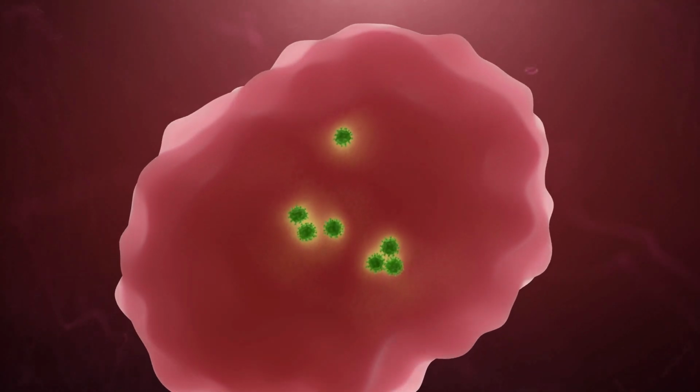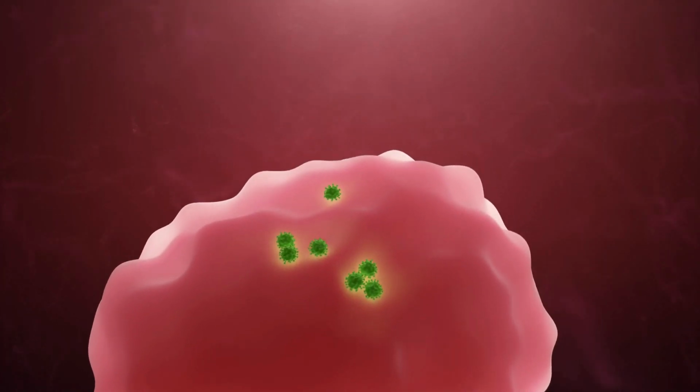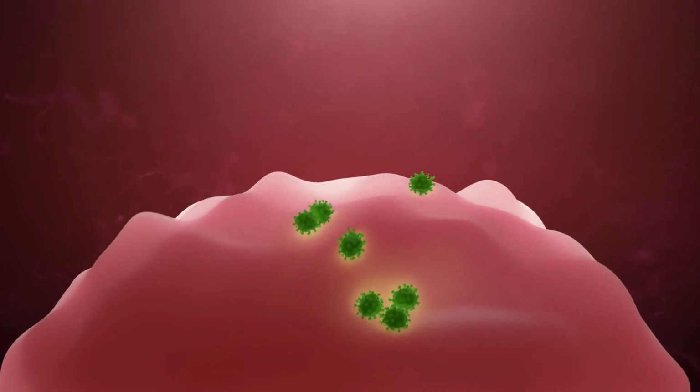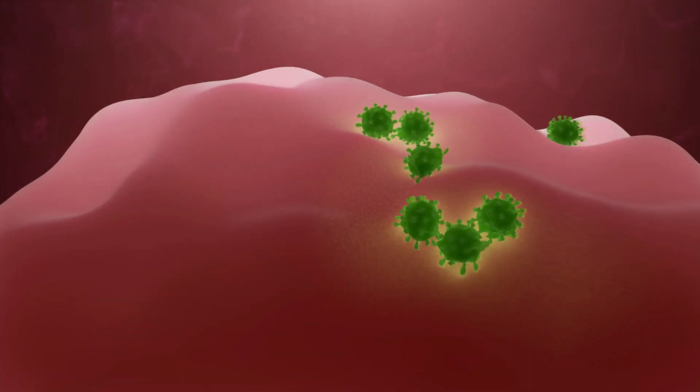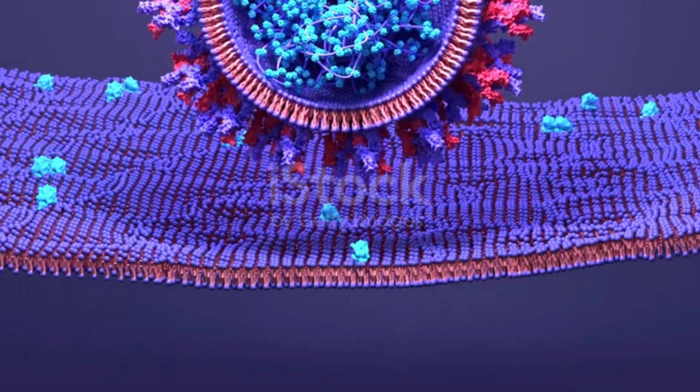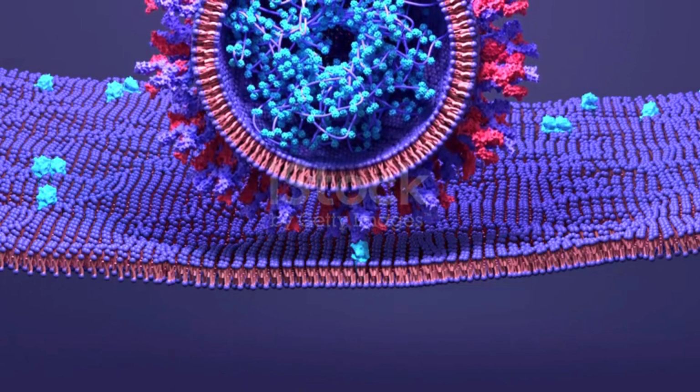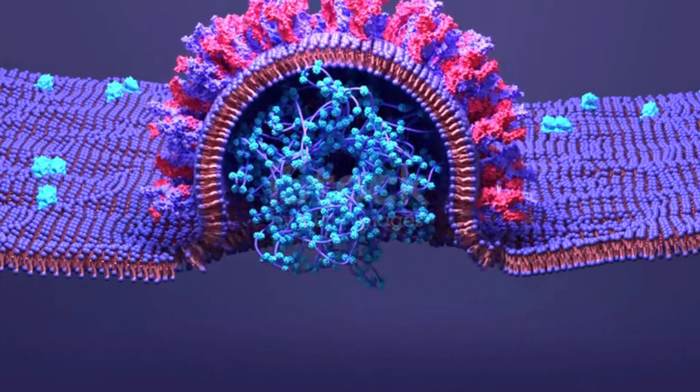After attachment, the virus needs to get inside the cell. This can happen through a process called endocytosis, where the cell membrane engulfs the virus, or through direct fusion, where the virus merges with the cell membrane and releases its contents into the cell.